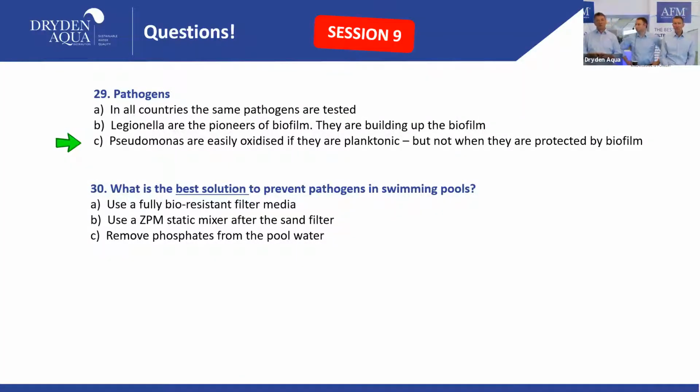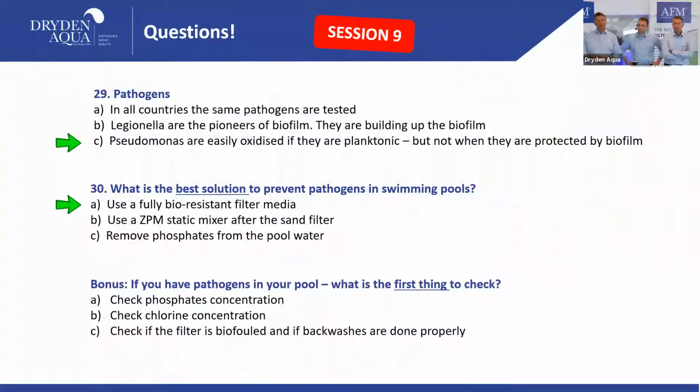So to help you, all solutions are good. But the best one for prevention is the bioresistant filter media. This is where it all starts. The CPM will kill crypto after that, or at least damage them, and will break up biofilm. Better not to even have them. And of course, to remove phosphates is always a good thing, especially if you have a high phosphates level. And here we get a bonus question.